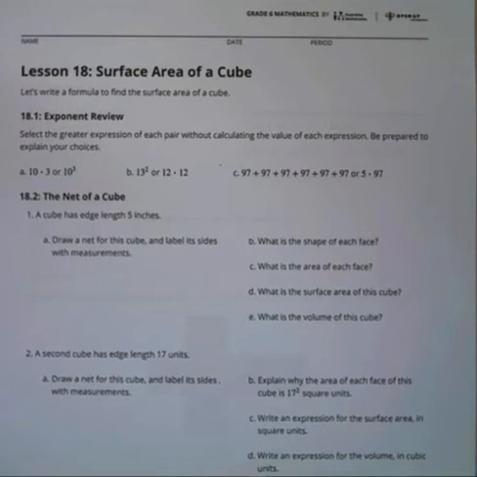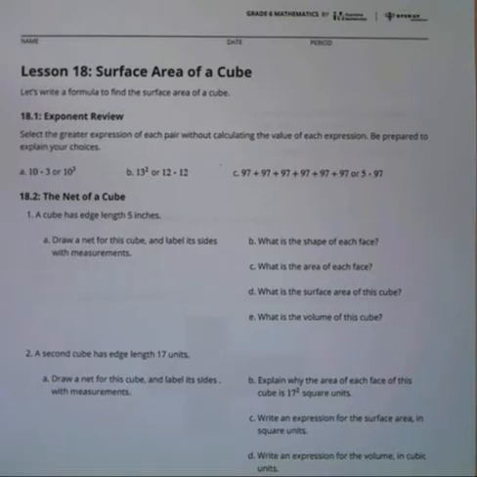Welcome to Lesson 18, which is the surface area of a cube. During this lesson, we are going to write a formula to help us find the surface area of a cube. This is going to be the shortcut to what we have been doing before. Before, we've been finding each side individually and then adding them together at the end. Now you're going to learn the shortcut, the faster way to do it.